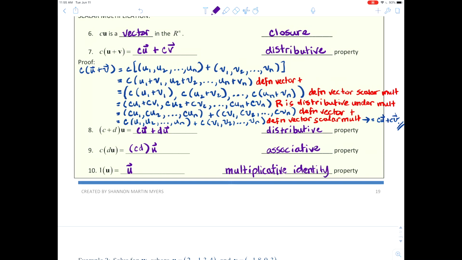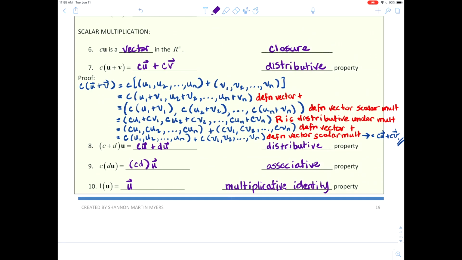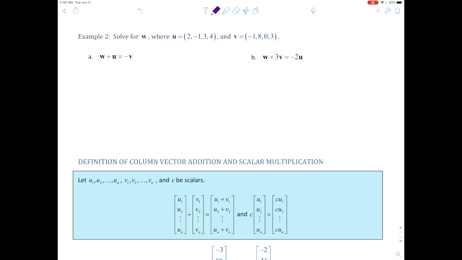And there's no commutativity property for vector multiplication. And that's important as well. Here we go. So we're done with this, and just a note here, 1 is the identity element for scalar multiplication. Example 2. So now let's do some computations with this.